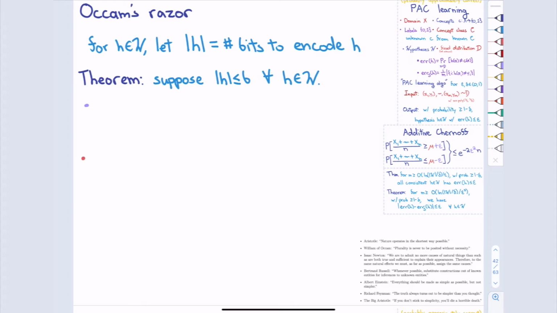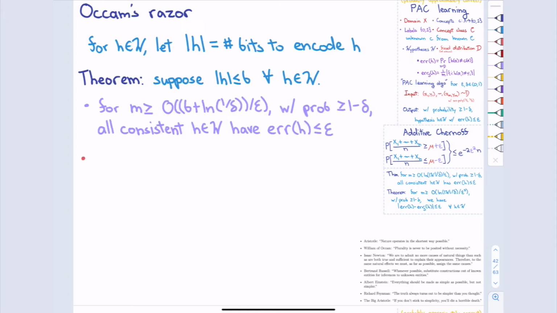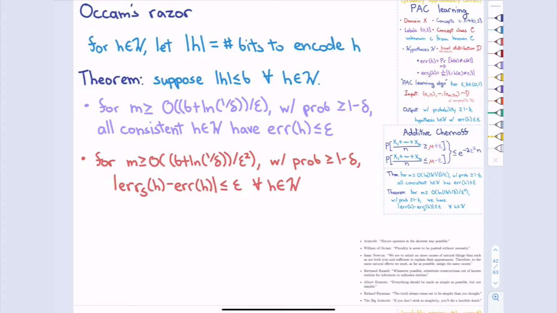The first claim is that if m is at least (b + log(1/delta))/epsilon, then with probability at least 1 minus delta, all the consistent hypotheses will have true error at most epsilon. Sort of analogous to the first result we just proved. The next one is analogous to the second. If m, the number of samples, is at least (b + log(1/delta))/epsilon squared, then with probability at least 1 minus delta, the gap in the two errors is at most epsilon for all hypotheses. How do we prove this? You guys can do this.